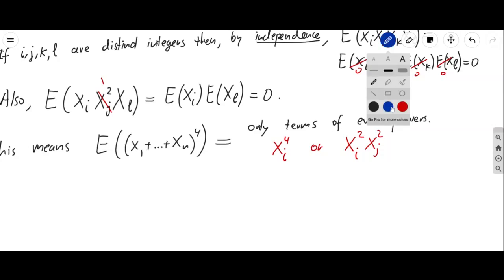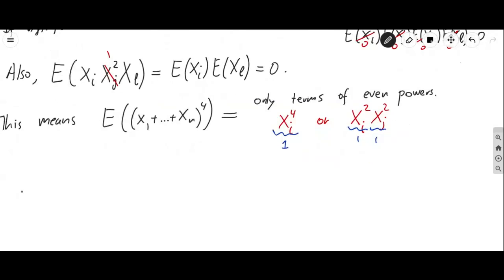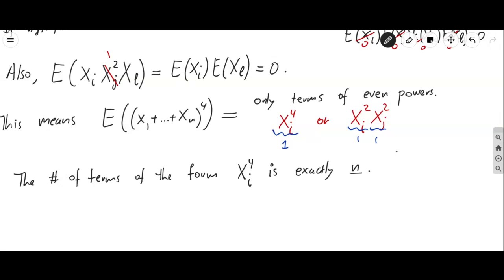And you have to realize that whatever this is, it's just equal to 1, because xi is either plus or minus 1, and it's being raised to the power 4. This is 1. You're taking plus or minus 1 and you're squaring it. This is 1 and this is 1. Okay? Now, we're going to do a little bit of counting. The number of terms of the form xi to the 4th is exactly n.